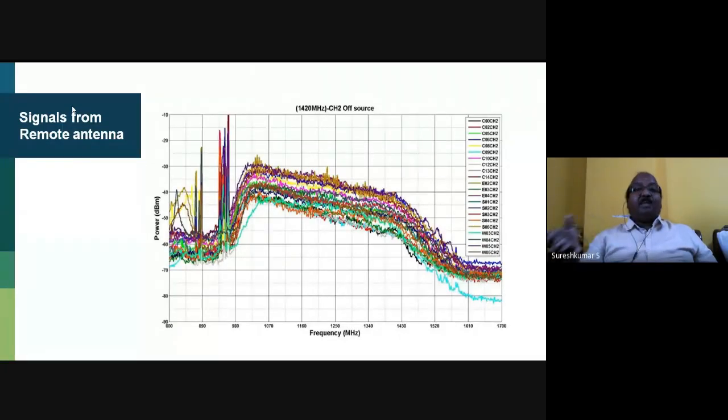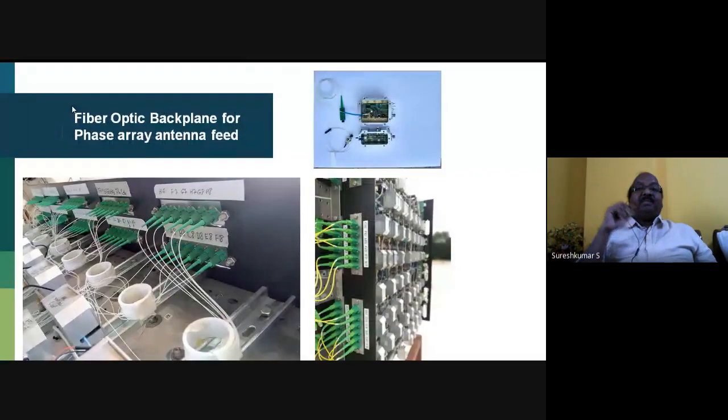You can see an L-band signal along with a mobile signal at 950 megahertz peaking there. So this is how a radio astronomy signal is received at the central electronics building, where the signal is sent for further processing.